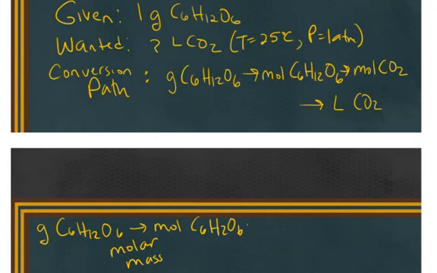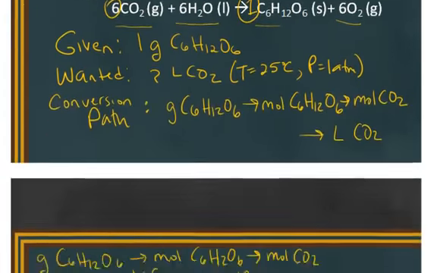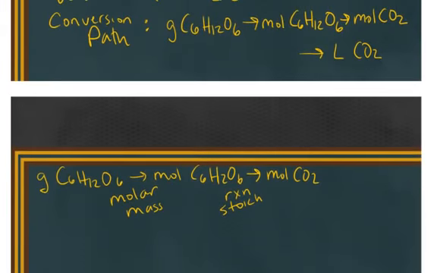Okay. To get from moles of glucose to moles of carbon dioxide, you're going to need to use the reaction stoichiometry, which is the molar ratio. In this case, the molar ratio is 1 mole of glucose for every 6 moles of carbon dioxide, so it's a 1 to 6 molar ratio from glucose to carbon dioxide.